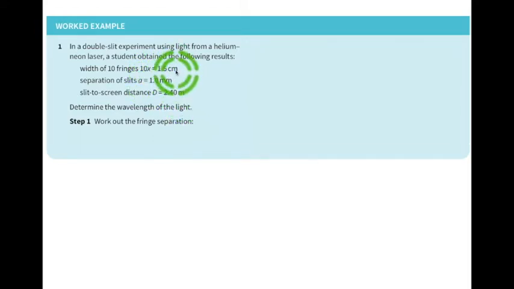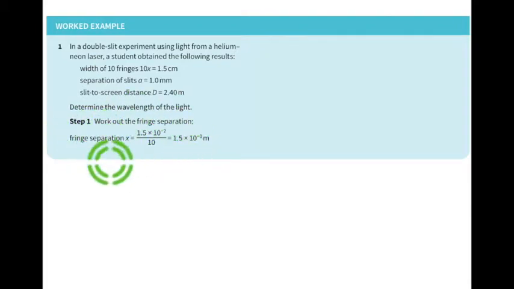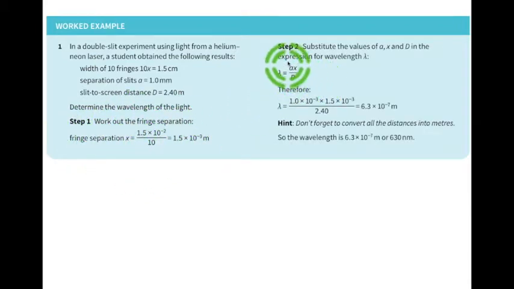If we multiply centimeters by 10 to the minus 2, we get meters. If we multiply millimeters by 10 to the minus 3, we get meters. We want to use the equation we just saw: lambda equals AX over D. First we calculate the fringe separation X, but we've only been given the width of 10 fringes, so 10x equals 1.5 times 10 to the minus 2 meters. So x equals 1.5 times 10 to the minus 3 meters.